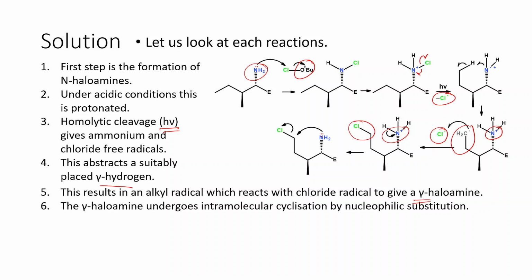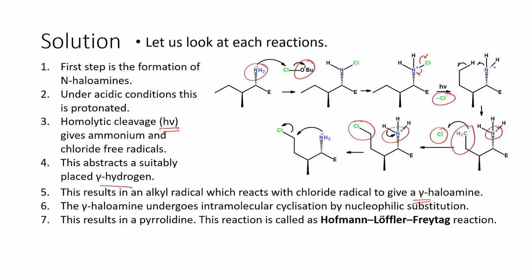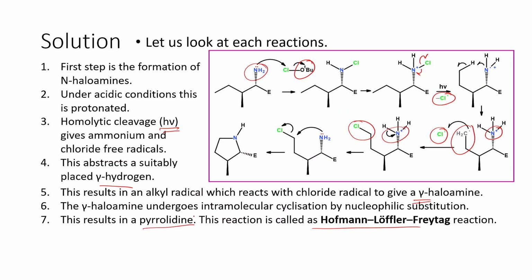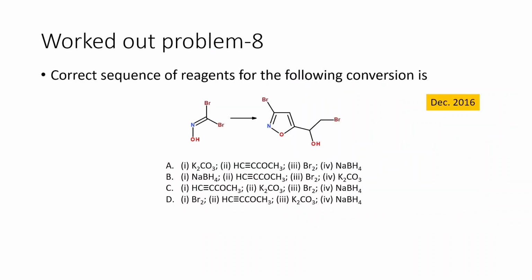So the lone pair on the nitrogen attacks this particular carbon. That nucleophilic substitution leads to the cyclization reaction, and we end up with a cyclic product. The overall reaction is basically called the Hofmann-Loffler-Freytag reaction, and the obtained product is nothing but a pyrrolidine derivative. So this is the overall reaction that is taking place. Let us move on to the next problem.